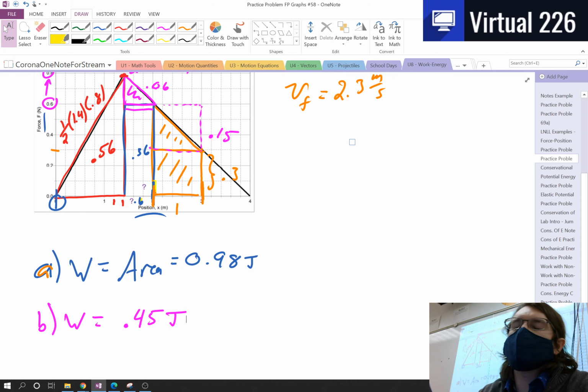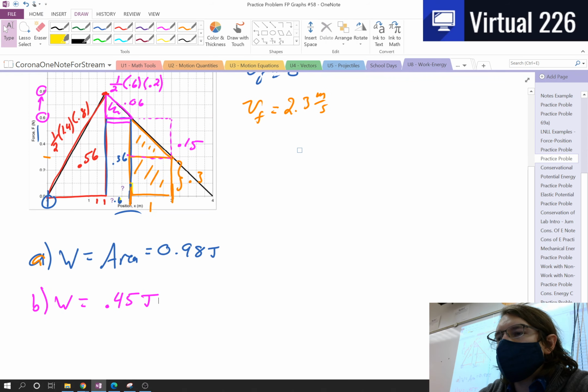So we found work just by calculating areas, however you wanted to break those shapes up, whatever equations you wanted to use for trapezoids, triangles, squares, however you wanted to do it, that is up to you. I showed you how I saw it, but if you see it slightly different, there's nothing wrong with that, okay?